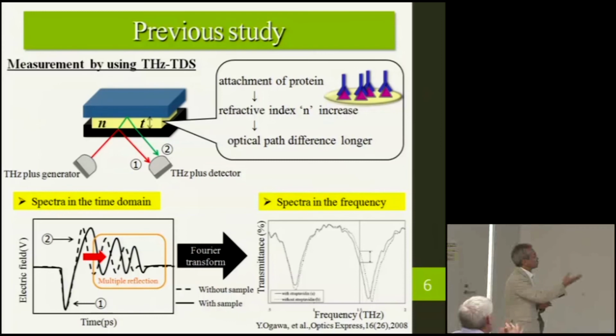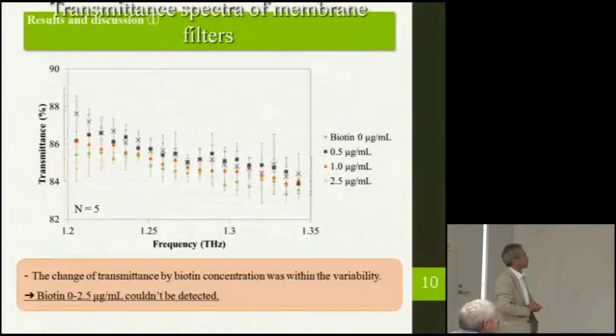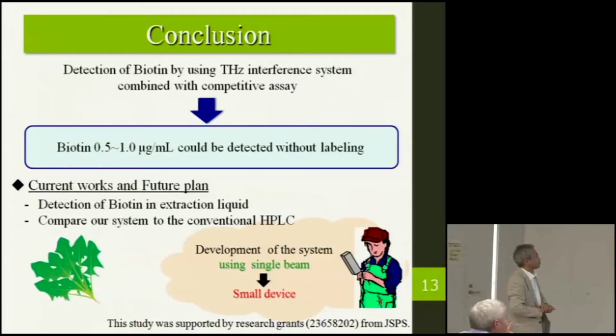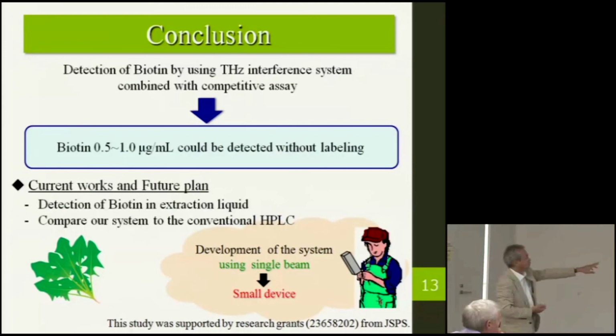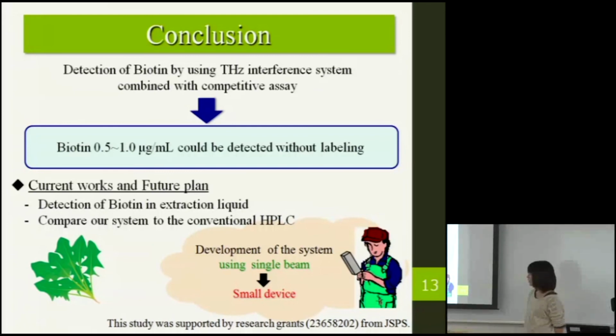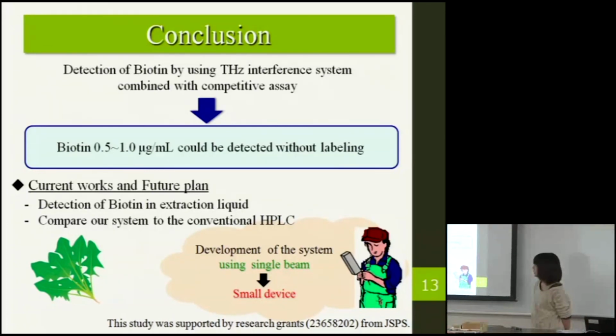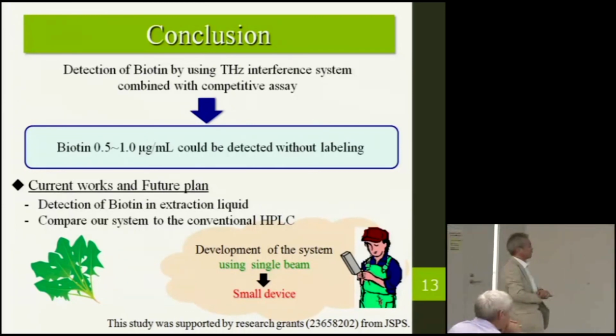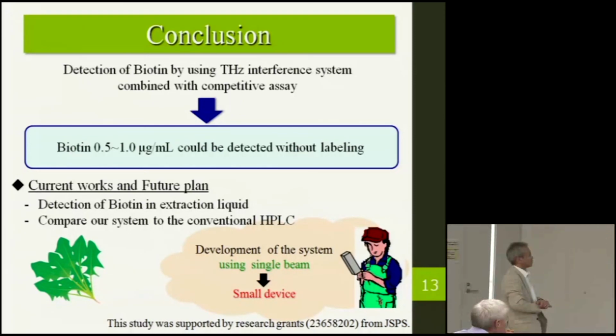Then actually, what was your result and conclusion again? Show us. That biotin 0.5 to 1.0 microgram was okay. More than that or less than that, not easy to detect without labeling. And the metabolic mass is more sensitive than this. You compare with the metabolic mass. But it has another advantage. We don't need the metabolic mass, just TDS.